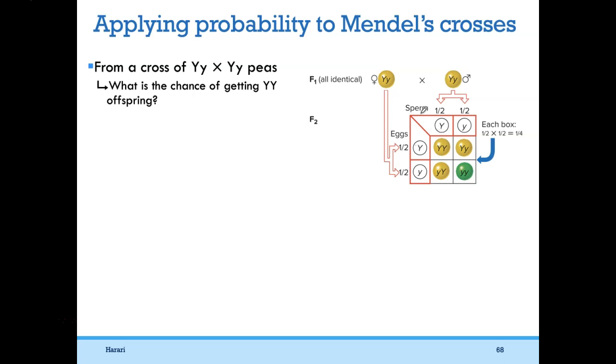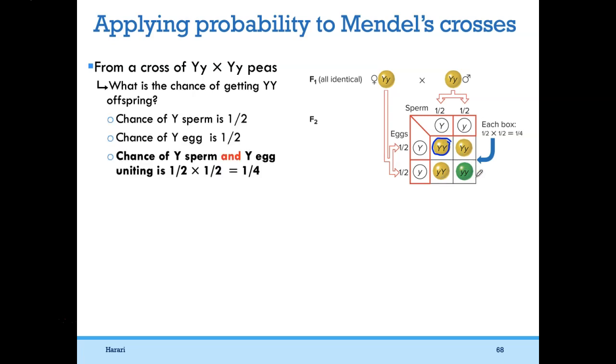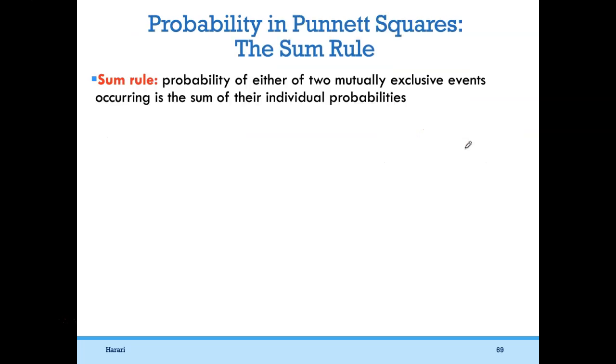Getting the big Y from the sperm and a big Y from the egg would give us a 1/4 chance of getting big Y. It's the product rule. 1/2 times 1/2 is 1/4. So each box represents 1/4. Right? Each box represents a 1/4 chance.